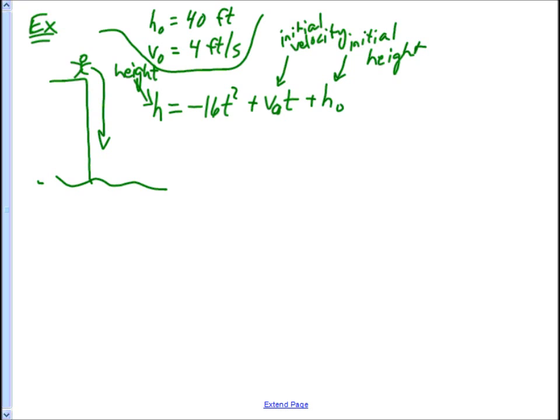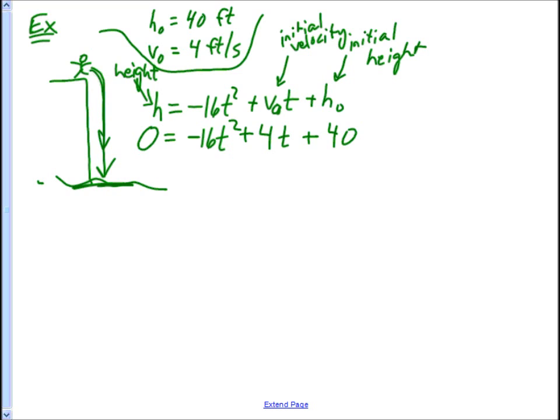So it says, for how long is the diver in the air, right? How long does it take him to dive in the air before we hit a height of, of course, what's his height when you hit the water? He started at a height of 40. We had an initial velocity of 4 feet per second. How much time t till we hit the water, where we're at a height of 0?